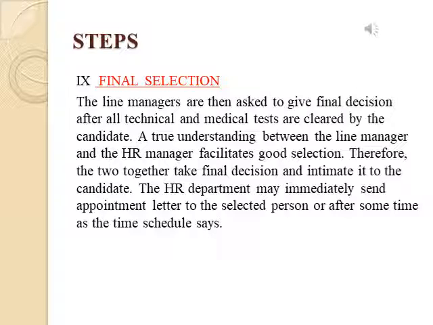The HR department may immediately send an appointment letter to the selected person or after some time as the time schedule says. The line manager or officers will finally decide about the work to be assigned to the candidate. If the line officer is a production manager or a foreman, then he may assess the on-the-job performance of the candidates. If the candidate is not suitable for one job, then he may be tried in some other job. If the candidate's performance is not up to the mark, then he may be kept as an apprentice for some time. Normally, a candidate is not rejected at this stage.